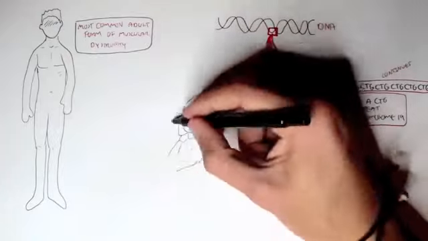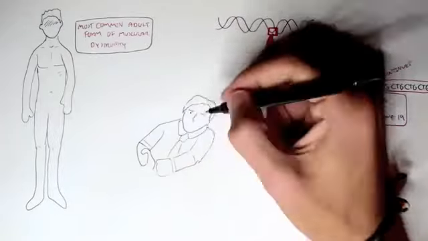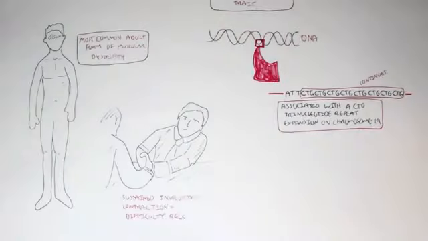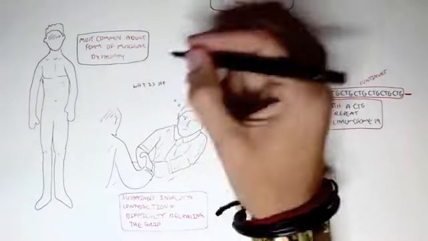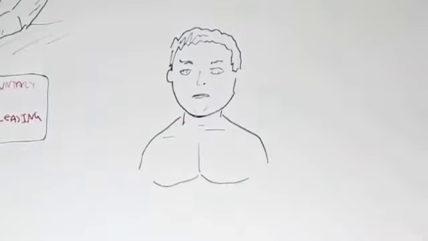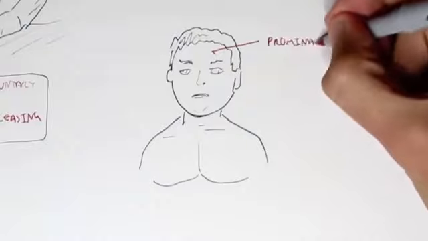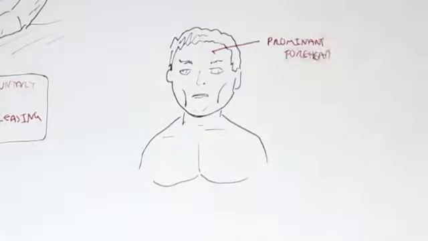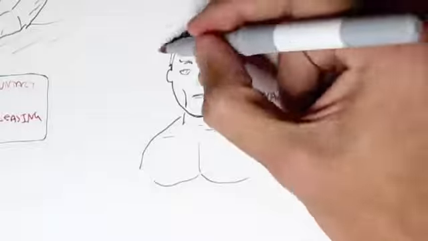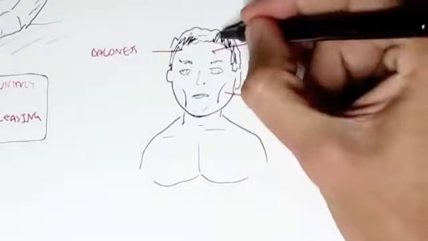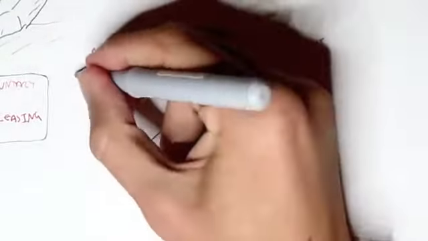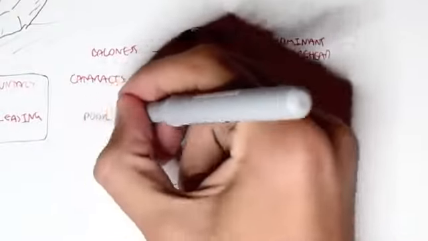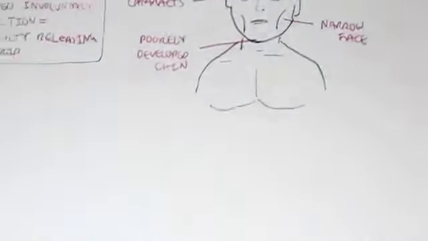Now, in myotonic muscular dystrophy, you have the symptom of sustained involuntary contraction. So for example, if you shake someone's hand, there's difficulty in releasing the grip. This is because the muscles in your hands are still contracting, and so it takes a while for this contraction to disappear. Other associated symptoms with myotonic dystrophy: the sufferer may have a prominent forehead, a narrow face, baldness, cataract formation in the eyes, and a poorly developed chin.